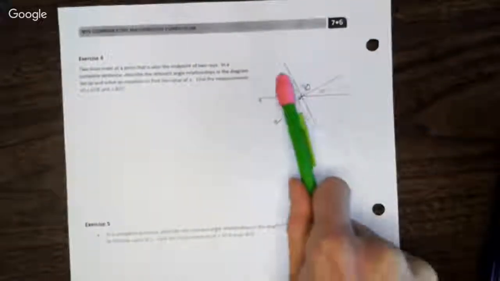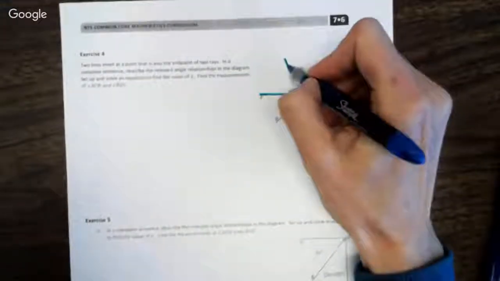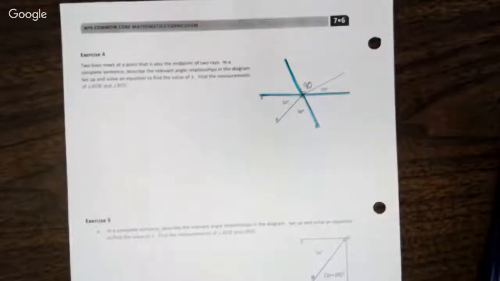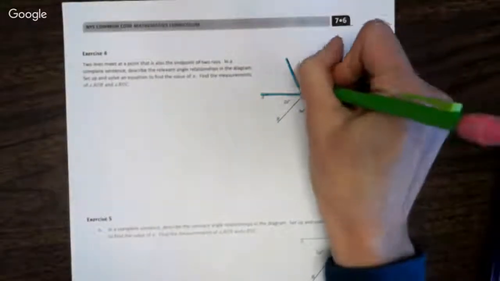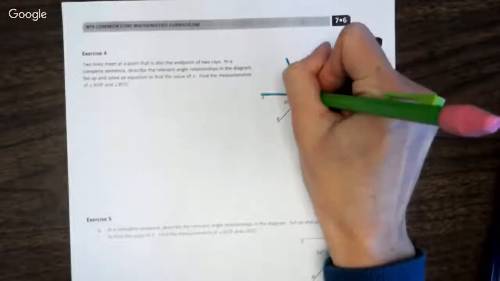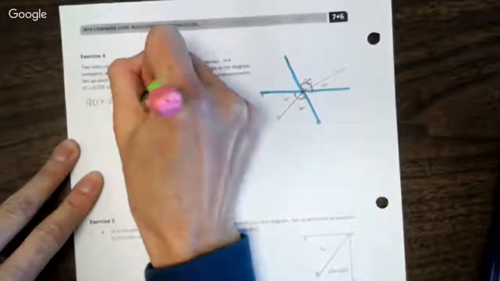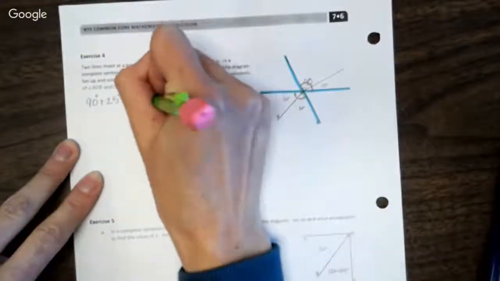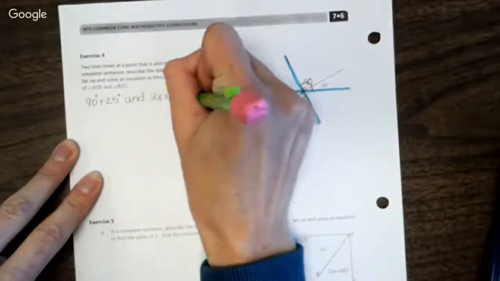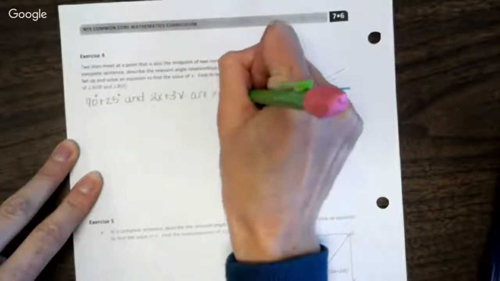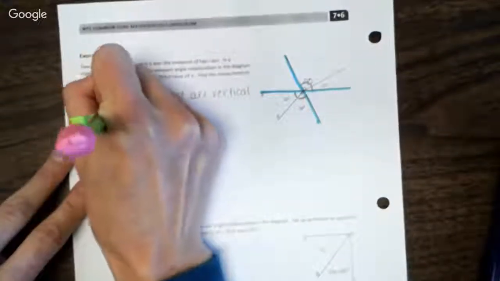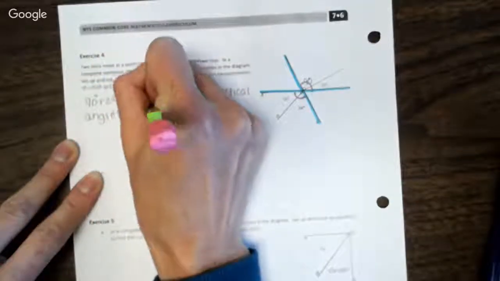All right, I see a right angle, so I'm going to fill that in as 90. I don't know these two, so I can't do anything else with that. But I can see that I can form an X, and angles that are across from each other are equal to each other. So this angle will be equal to this angle. So I'm going to write 90 plus 25. And 2x and 3x are vertical angles, which means they are equal.